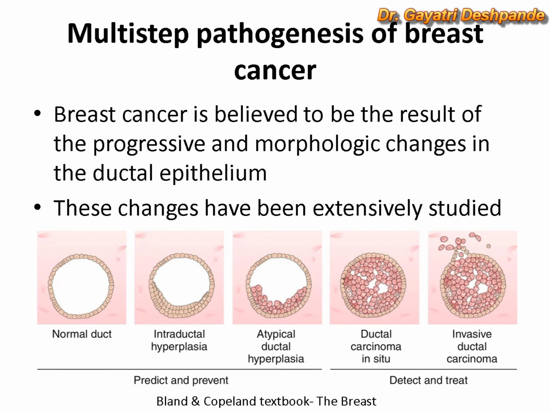Breast cancer is believed to be a result of progressive and morphological changes in the epithelium lining the duct. These changes have been extensively studied in the last 2 decades. It is very important to predict or prevent breast cancer, if not, to at least detect and treat it in early stages. This is the multi-step pathogenesis of breast cancer.